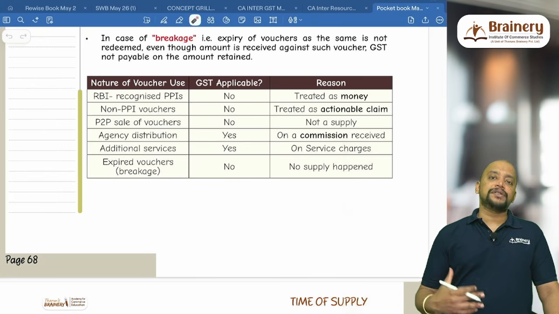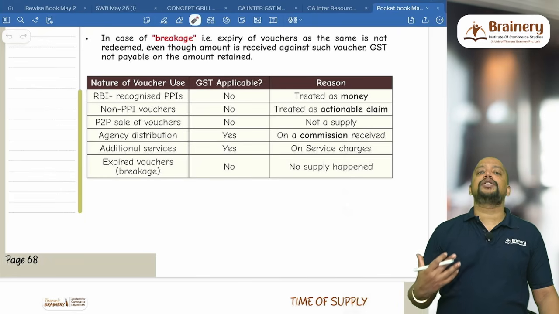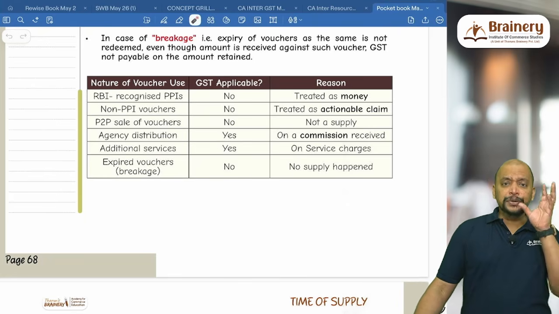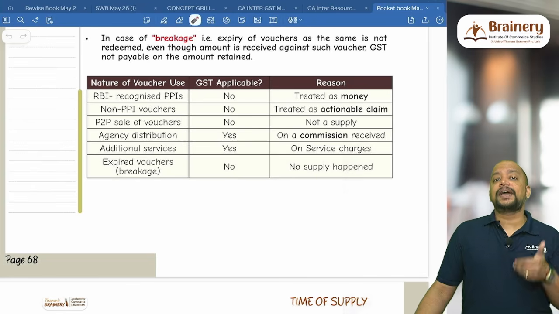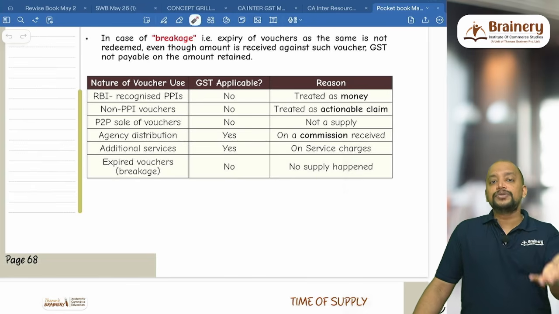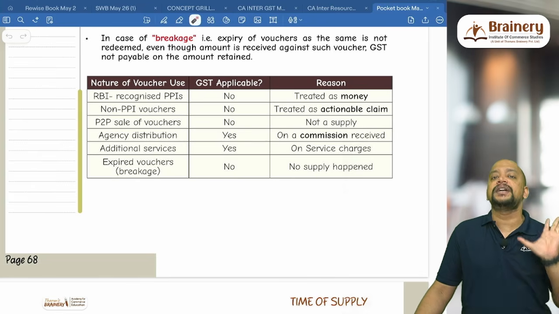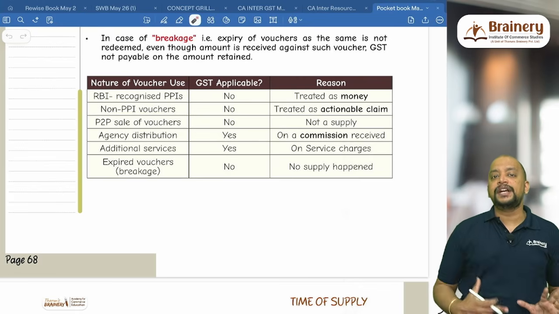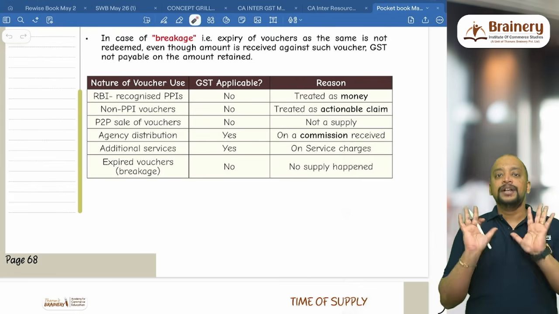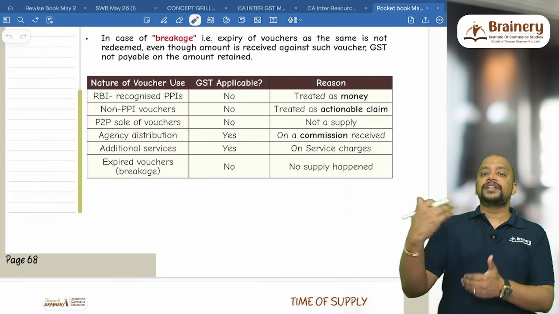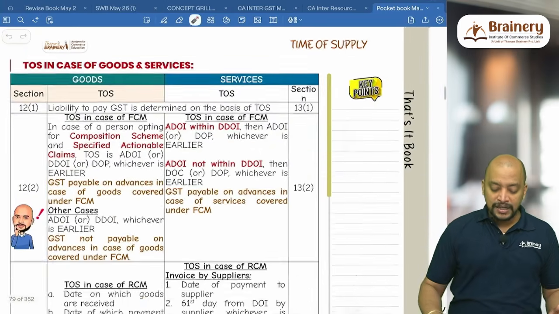So whenever you get a question related to vouchers, what is the treatment to be followed? Simple. You need to first see what is the supply of goods or services, and the voucher whatever is received will be treated as the payment received. So the voucher redeemed date will be taken as the payment received date. That is the treatment you need to follow for the questions that you may get in exams related to vouchers.